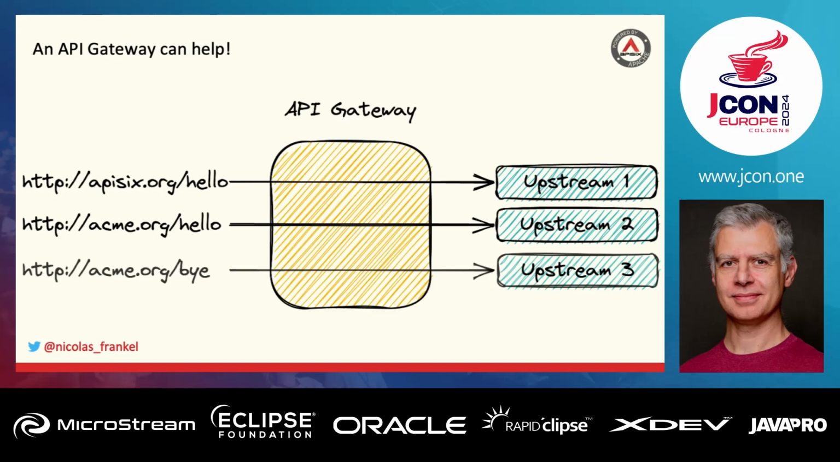So, the biggest problem is what is an API gateway compared to a reverse proxy? And to answer that question, I need to dive a bit into history.